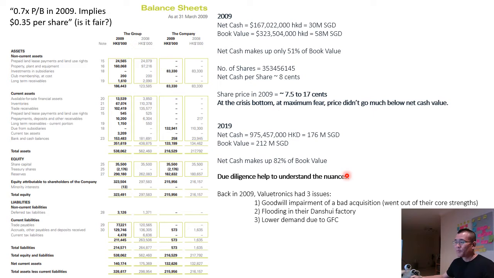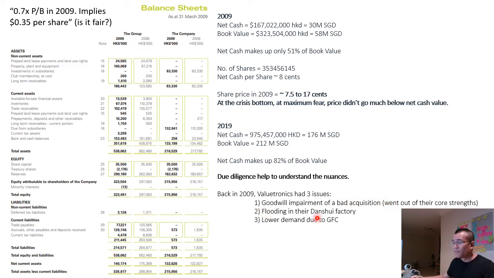And then at the same time, we need to investigate the scenario in 2009 compared to now, 2019, and you find that Valuetronics was actually having two additional problems in combination with the GFC lower demand issue. It had a goodwill impairment because of a bad acquisition. Prior to this, they tried to go outside of their core competency, outside of manufacturing, and that segment didn't do well, so they had to write it down. So they were still basically trying to digest this bad acquisition.